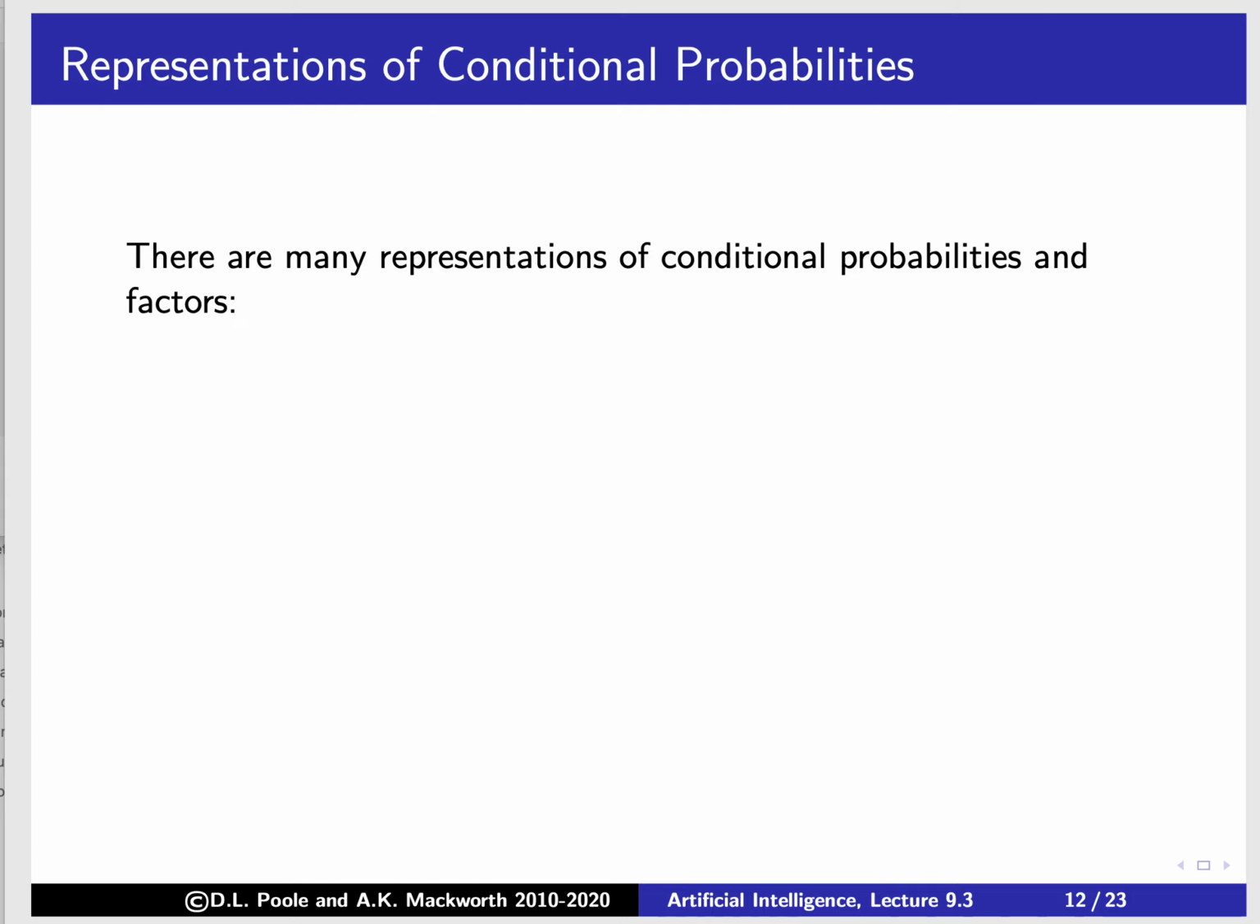Okay, so the next part we're going to look at is how to represent conditional probabilities. So far, we just assumed they've been tables. However, there are many different representations that we could use for conditional probabilities and factors.